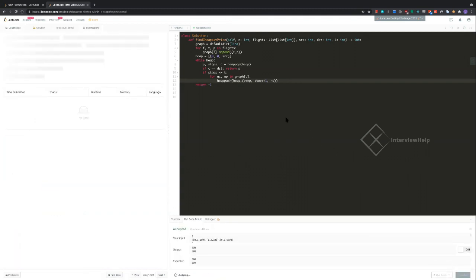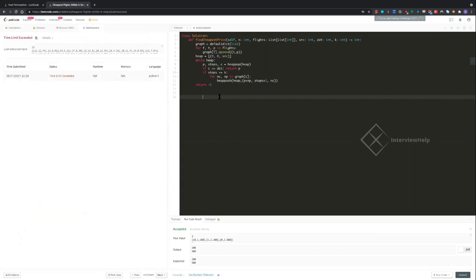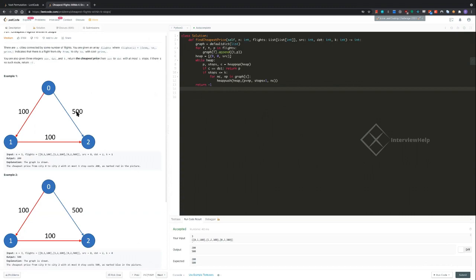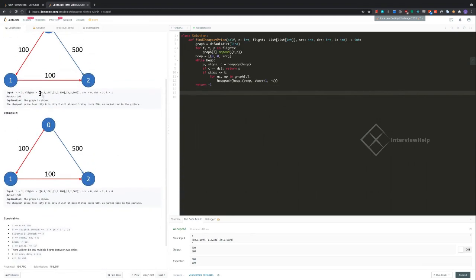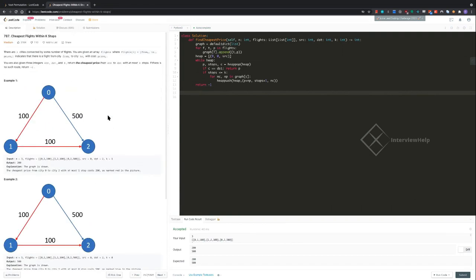I think it's going to be time limit exceeded. Yeah. Looks like. So let's think about why it's slow. You're essentially not being selective in what you're adding to the heap. You're adding everything to the heap as long as they don't exceed the number of stops allowed.